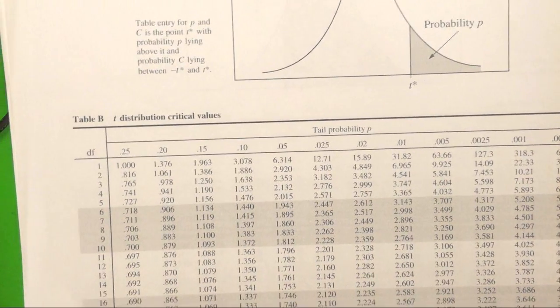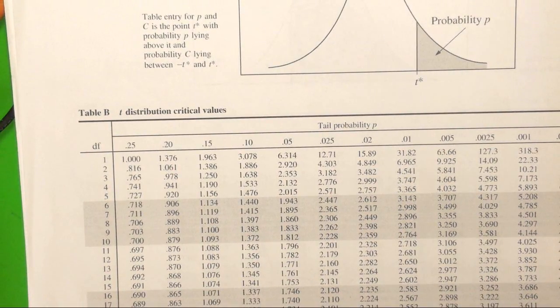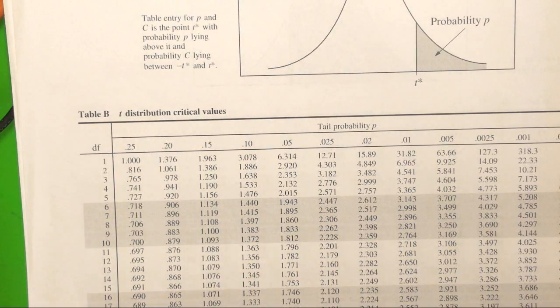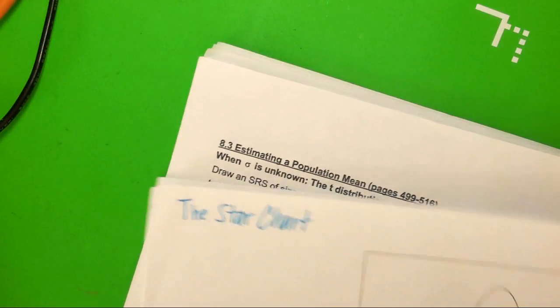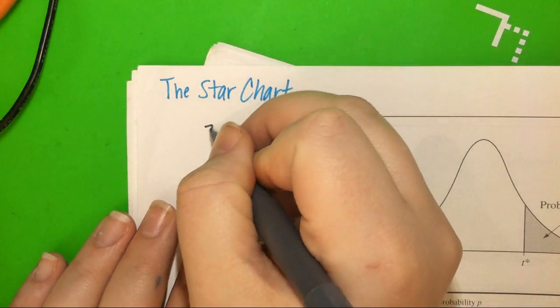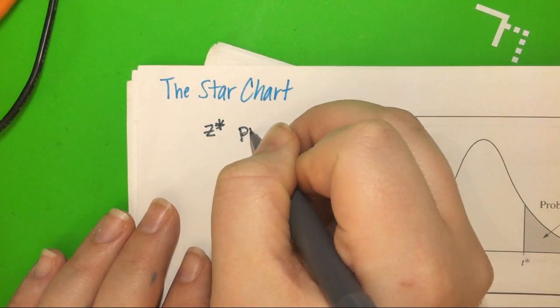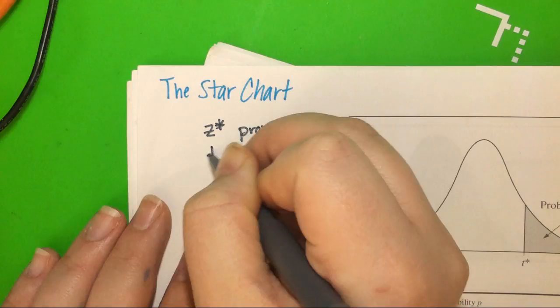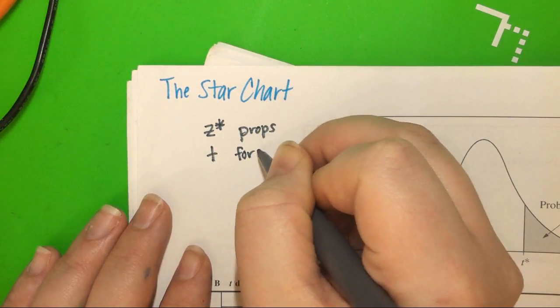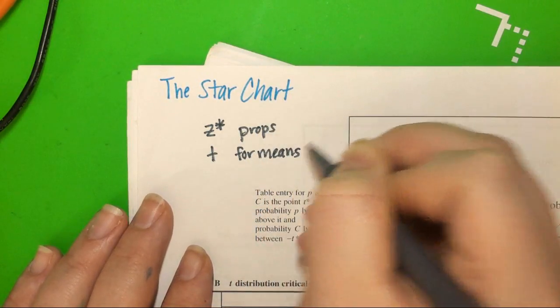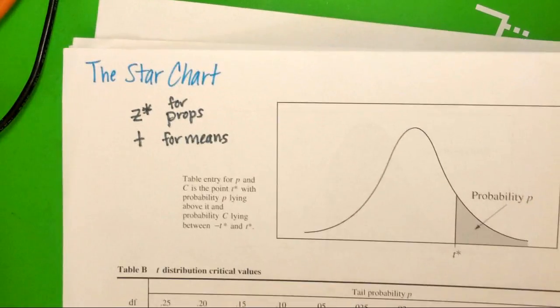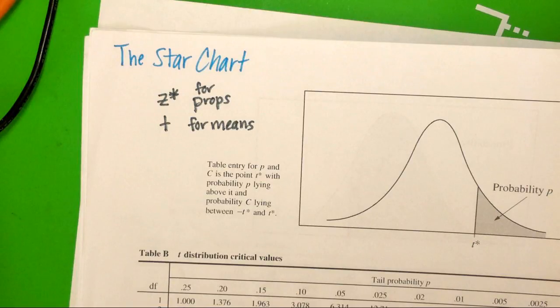So if you are dealing with a means problem, you get to use the t table. So seriously, I would probably make a note to myself that says, I would say C star for proportions, and then T for means. So we're using T's or Z's. T's are for means, Z's are for proportions. Well, Z stars.